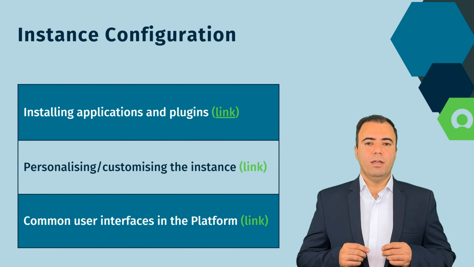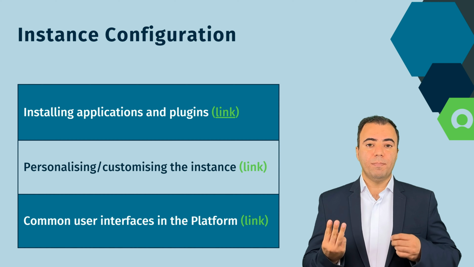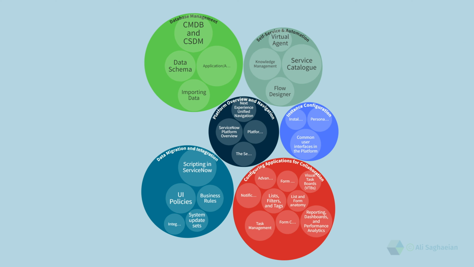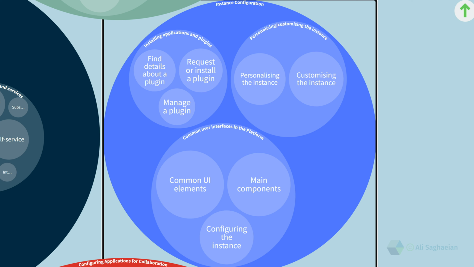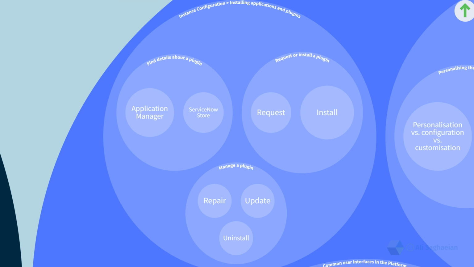The next domain is instance configuration, which covers three main topics. The first subdomain, installing applications and plugins, is about activating components that provide specific features and functionalities within a ServiceNow instance. Questions on this topic could be about where you can install, repair, or update a plugin or application, where to find details about a plugin, or how to request a plugin.